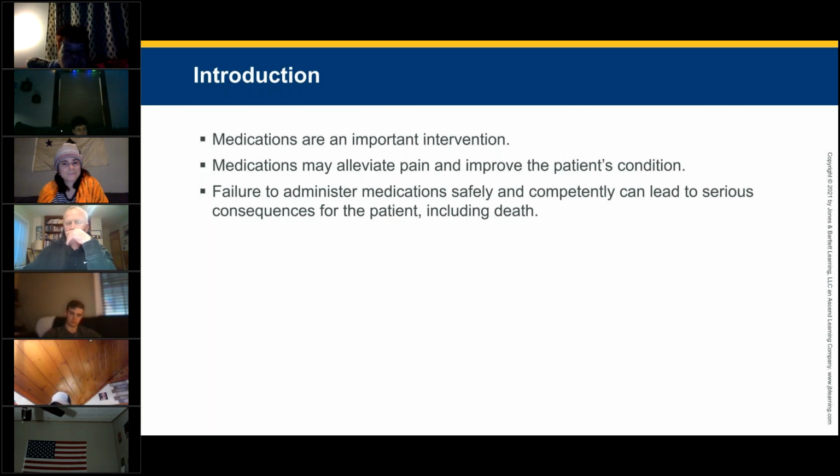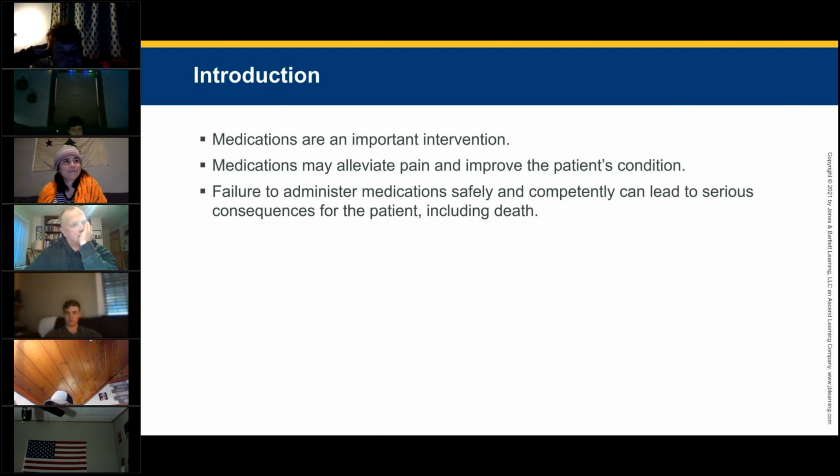All right, we're going to go over pharmacology now. So medications are an important intervention that are available to you as an EMT. When they're used appropriately, medications may alleviate pain and improve a patient's condition. Failure to administer medication safely and competently can lead to a serious consequence for both the patient and the provider. And for the patient, it can be up to and including death.